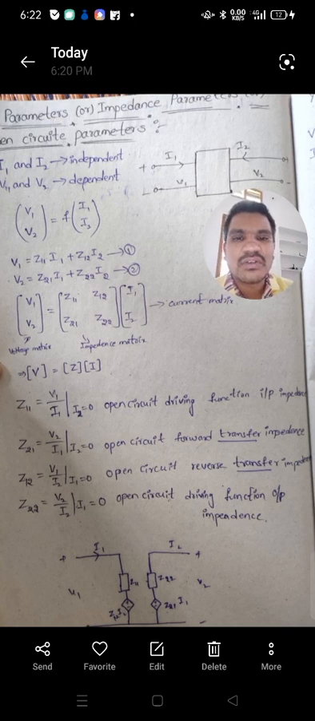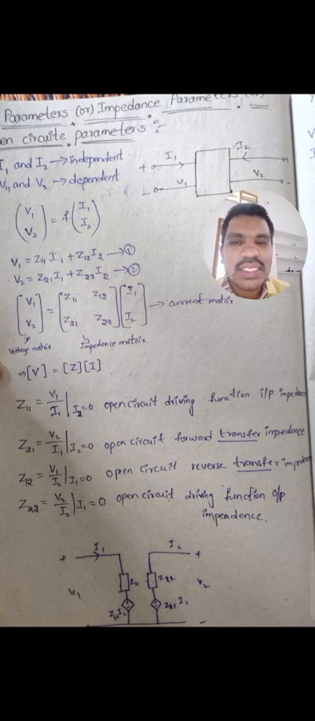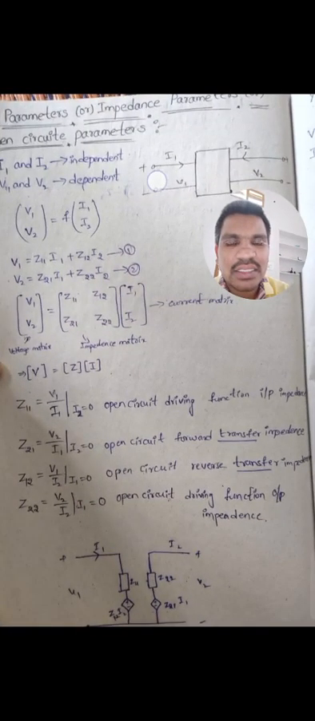So the conclusion is that the input voltage as well as the output voltage between the terminals are functions of the input current as well as the output current. So we have two KVL equations. Those are V1 is equal to Z11 I1 plus Z12 I2, because here V1 is connected between these two terminals, and V2 is connected between these two terminals.